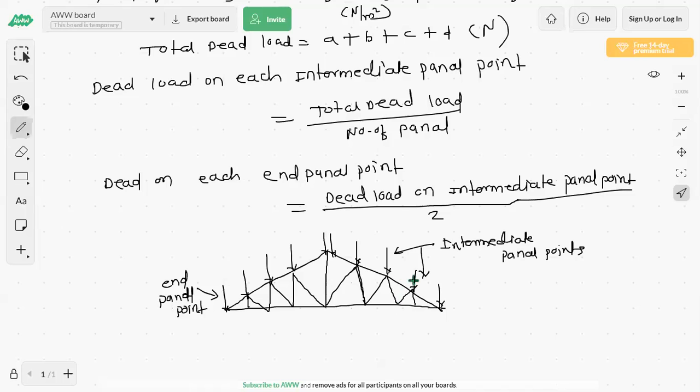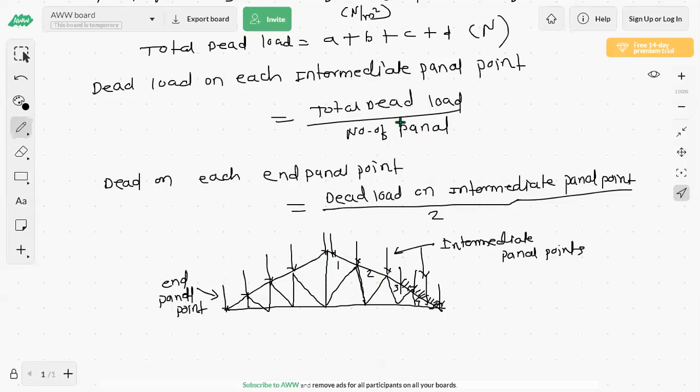It means whatever load is coming on this principal rafter, half the load of this part and this part comes on this point. So this is the intermediate panel point. This side half load and this side half load come on this member, and on the end panel point only this half load comes. Are you getting? So the dead load on each intermediate panel point is the total dead load divided by the number of panels. So this is one panel, this is 2, 3, 4 and 5. These are the 5 panels.